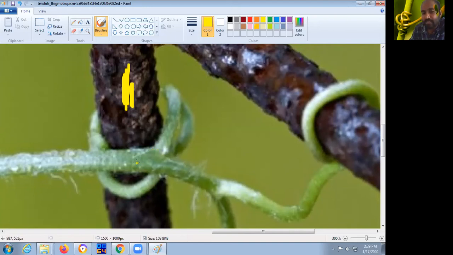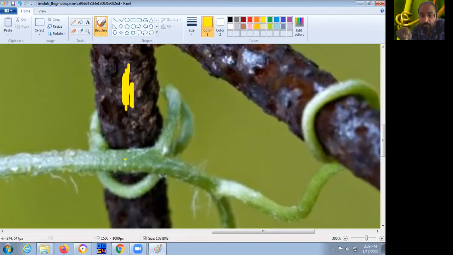But here what happens actually, whichever side is in contact with the solid surface grows slowly. And whichever side is not in contact with the solid surface grows faster. So that's why it bends. Again, like phototropism, it bends and wraps around the solid surface and takes the support of the solid surface.